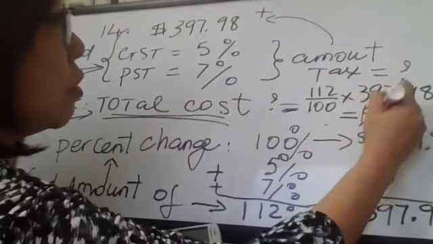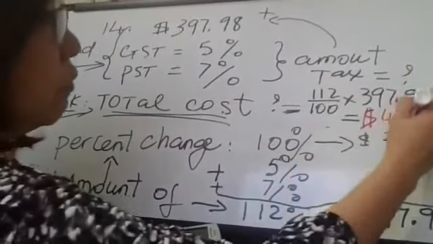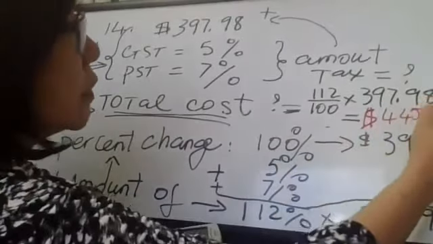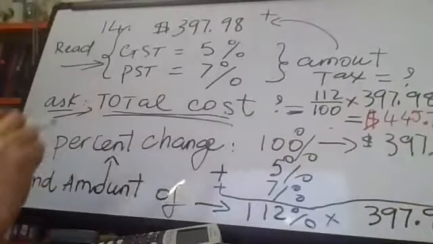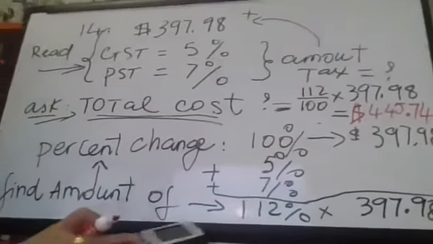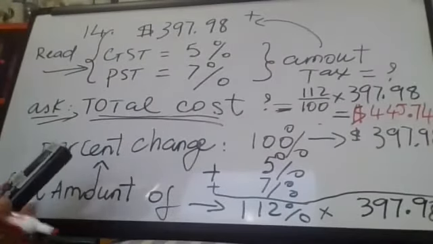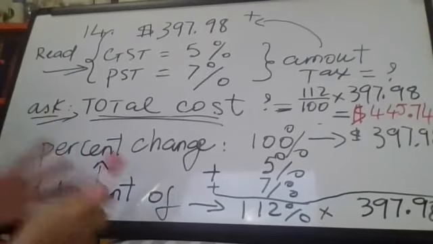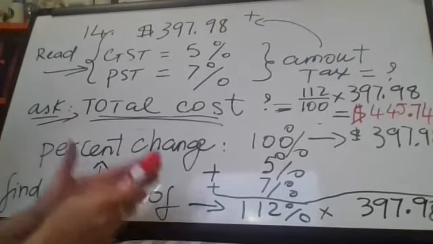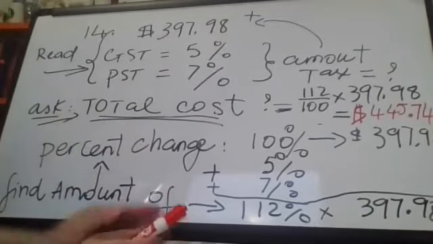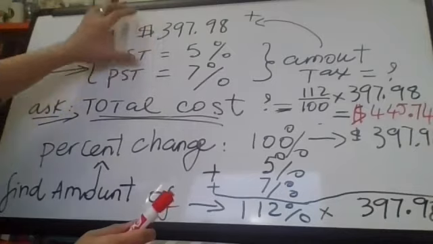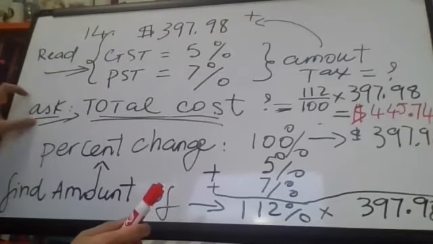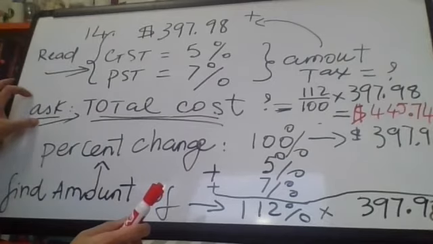So the total cost is $445.74. And that is your total cost. Okay, so you see that if you want to answer correctly in the word problem, you have to read the word problem at least 3 times. Write down the important numbers you know. Write down the question, what the question asks you.